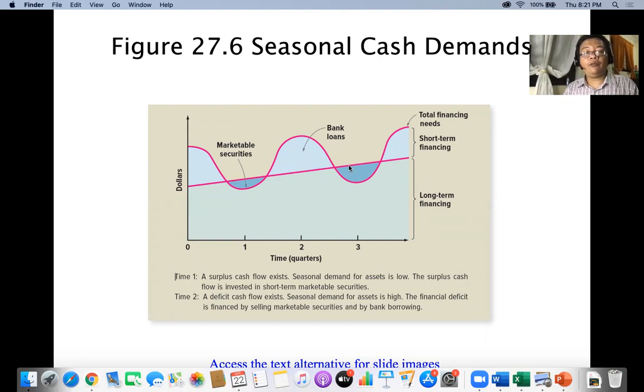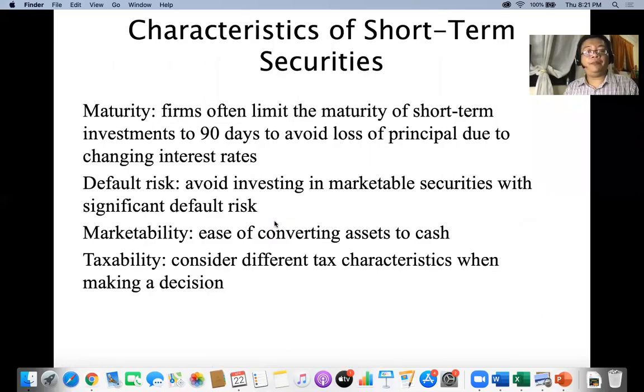No, you have your financing. As you notice, ganun talaga yung buhay, ups and down. Because of this financing, you have short term and you have your long term. Alright. Characteristics of the short term securities.